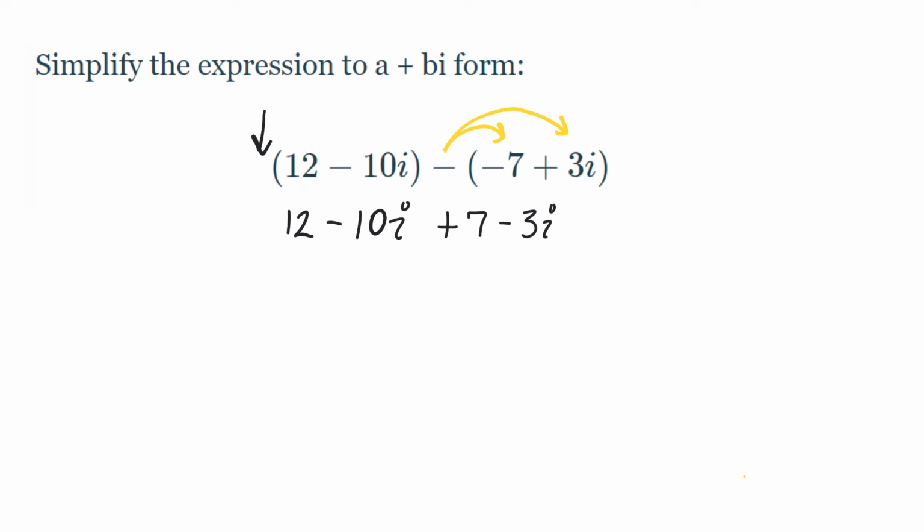Once we've done that, we just identify our like terms. We have a positive 12 and a positive 7, which together make positive 19. And we have negative 10i and negative 3i, which together make negative 13i. And that's our answer, 19 minus 13i.